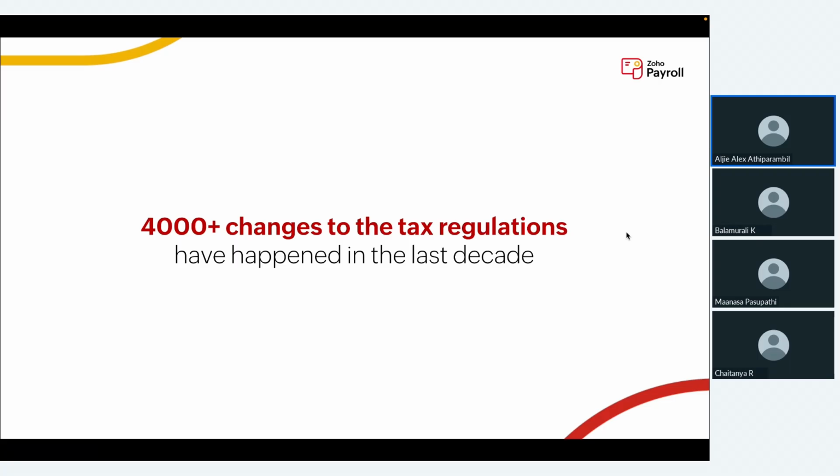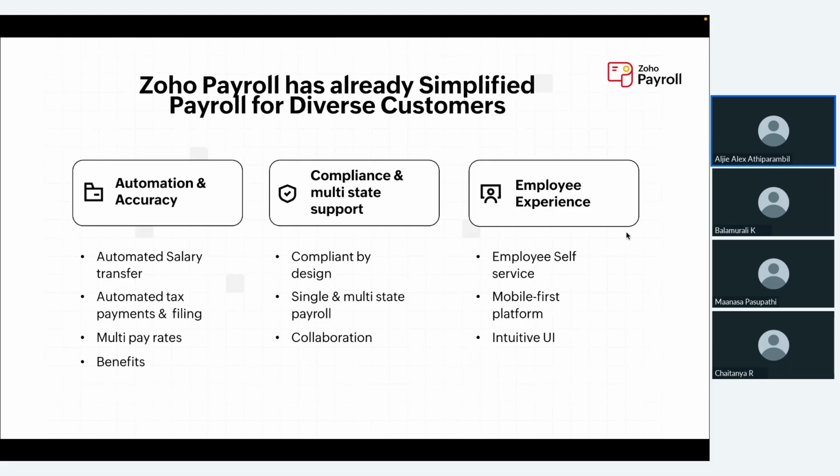And this is exactly why we built Zoho Payroll. So now let's talk about Zoho Payroll itself. It's designed to simplify payroll for businesses of all sizes, especially those with multi-state operations. Here is what it delivers. First comes automation and accuracy. Zoho Payroll automates salary transfers, tax payments, and filings. It handles multiple pay rates and benefits management as well, ensuring everything runs smoothly without errors.